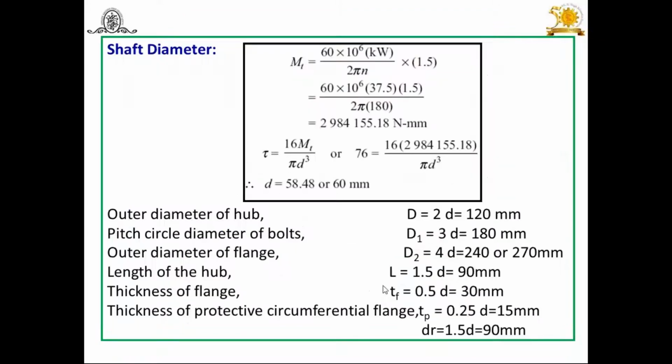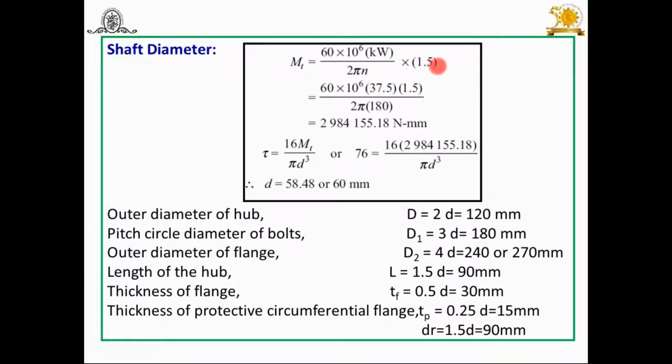Now let us see how to find it. For that purpose, you can use the expression power is equal to 2 pi n Mt upon 60. Here power is given in kilowatt, that's why it is multiplied by 60 into 10 raised to 6. You can arrange the equation. You will get Mt is equal to 60 into 10 raised to 6 into power in kilowatt, upon 2 pi n, and into service factor 1.5.